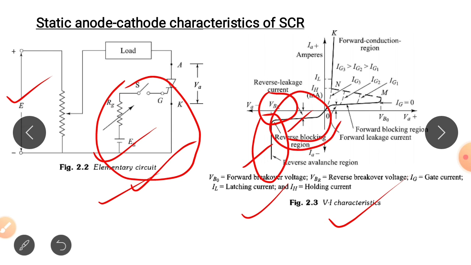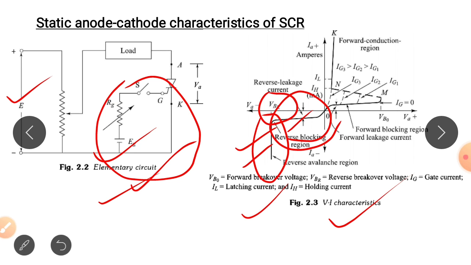In the reverse case, we should not allow the SCRs to operate beyond this VBR level. So in case of SCRs, the maximum working reverse voltage should not exceed VBR. The maximum reverse voltage applied to the SCR should not exceed VBR.